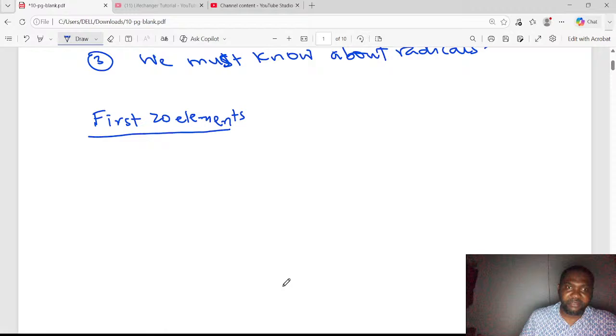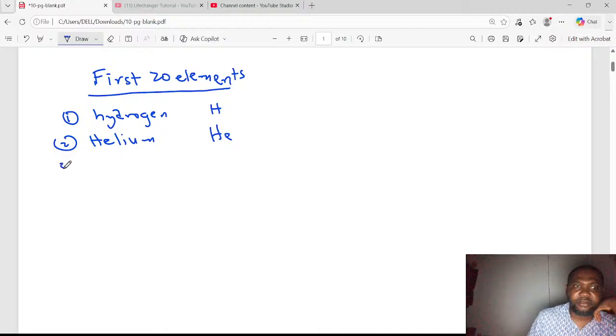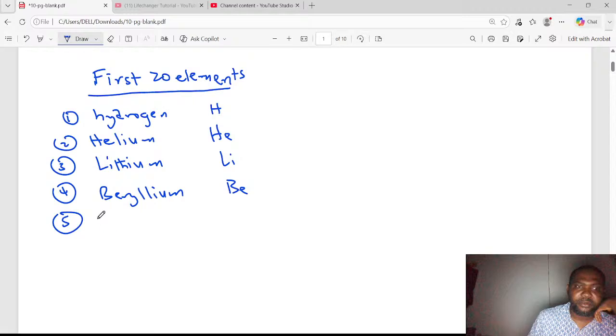The first one we know is hydrogen. And I think in the other class, I also showed you guys how to remember it. We have hydrogen, the first guy. The symbol is H. We have helium. The symbol is He. We have lithium. The symbol is Li. We have beryllium. The symbol is Be. We have boron. The symbol is B. We have carbon. The symbol is C.